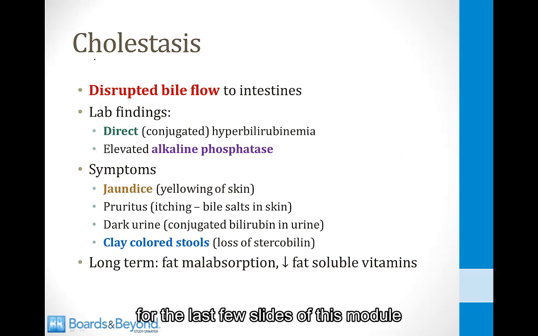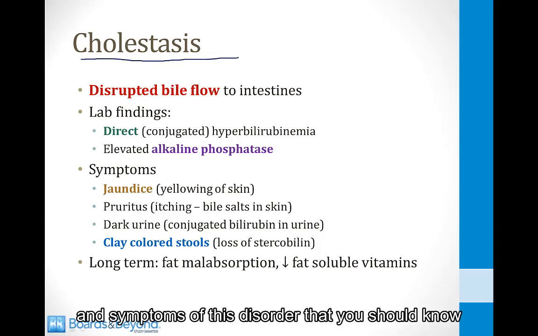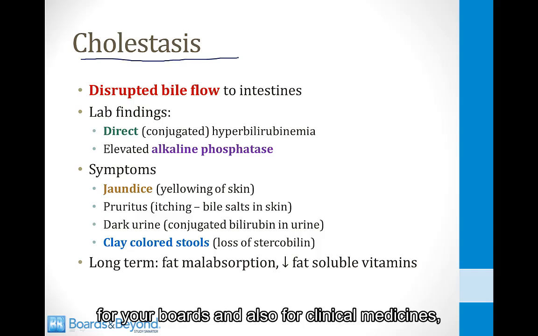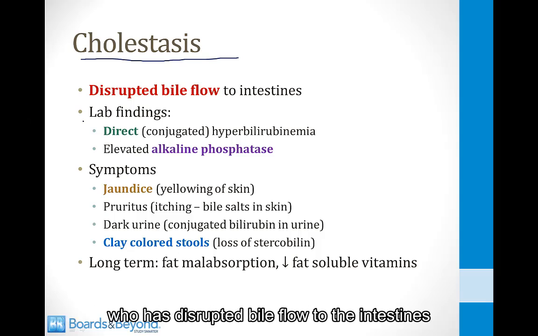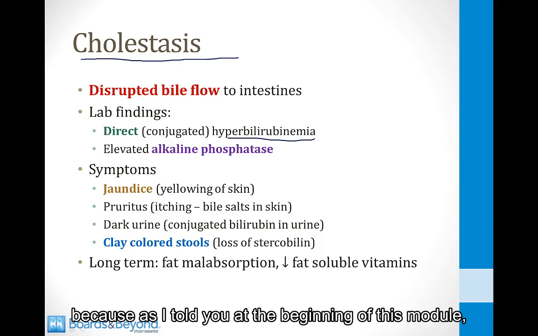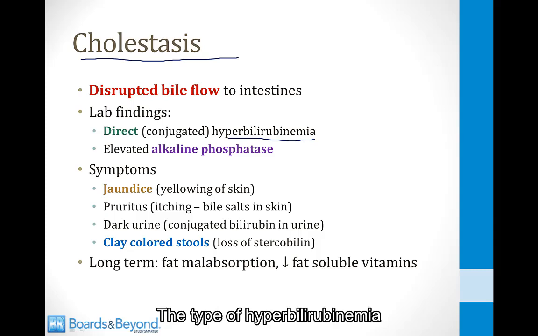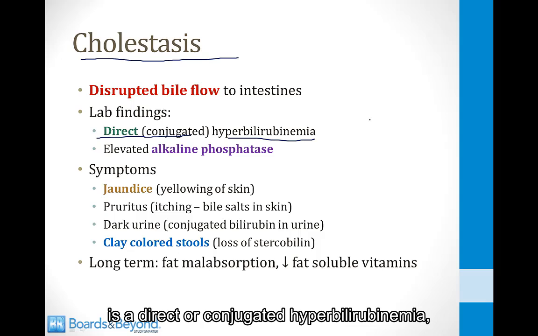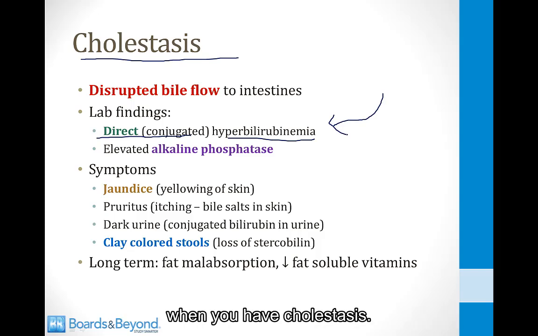What I'm going to talk about for the last few slides of this module is what happens if you have disrupted bile flow to the intestines, and that is called cholestasis. There are characteristic lab findings and symptoms of this disorder that you should know for your boards and also for clinical medicine, and they all make sense if you understand what bile does. So the lab findings of a patient who has disrupted bile flow to the intestines will include hyperbilirubinemia. That should make sense to you because, as I told you at the beginning of this module, bilirubin is one of the main components of bile. The type of hyperbilirubinemia is a direct or conjugated hyperbilirubinemia, and in the bilirubin module I talk more about why it's a direct hyperbilirubinemia when you have cholestasis.